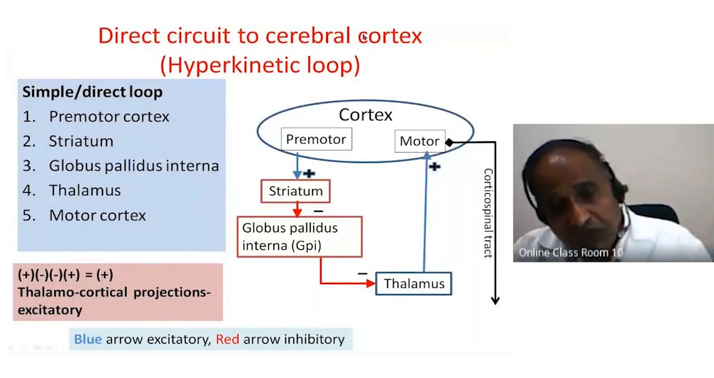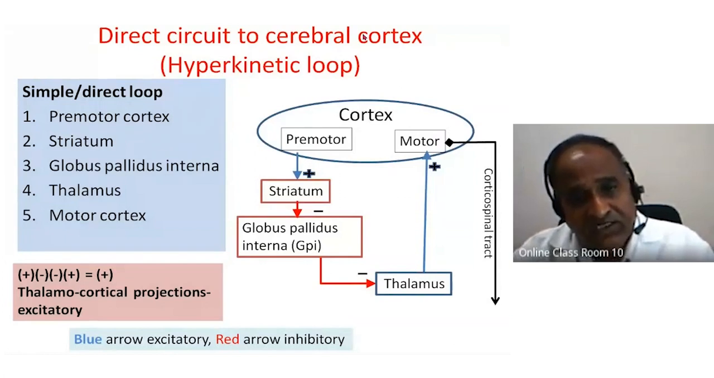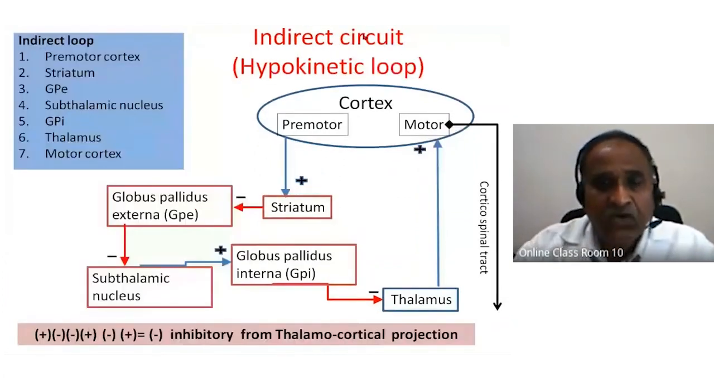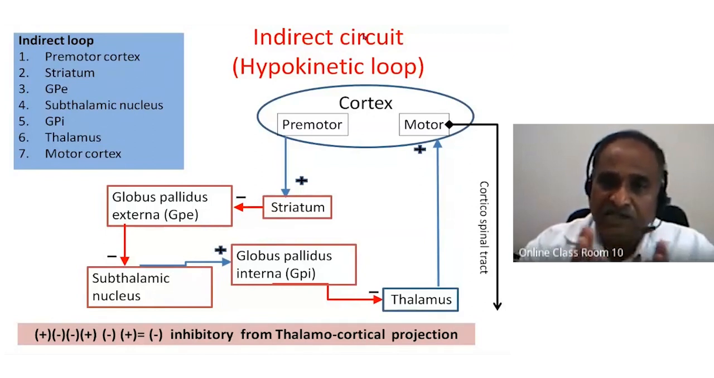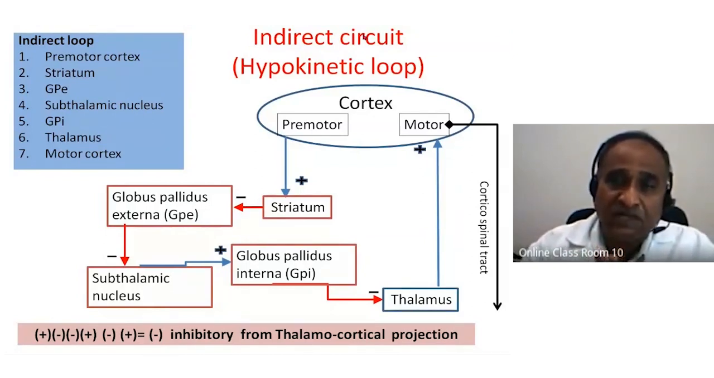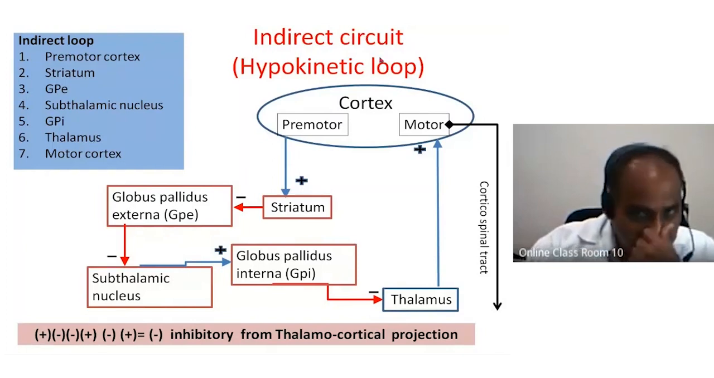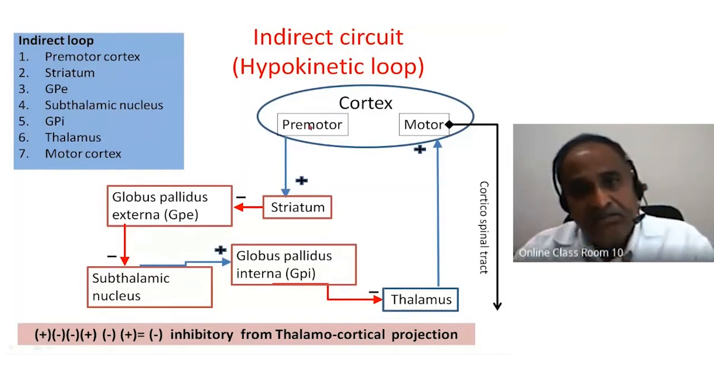Okay, now that we have looked into the direct circuit, I want to add one more circuit. Here I am adding an indirect circuit. In this particular segment, I have not included the direct circuit because I want to mix them in the next level. So what happens? The premotor cortex sends information to the striatum. That is the first thing.